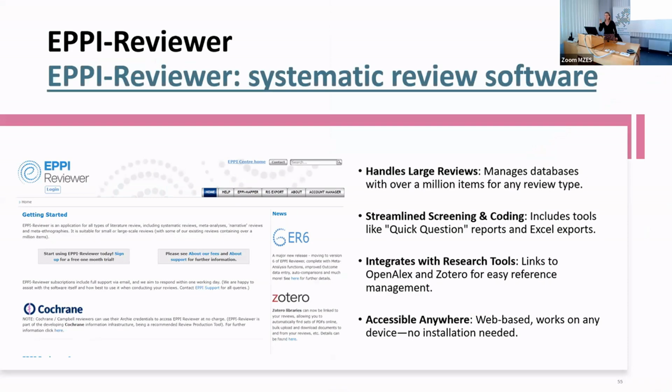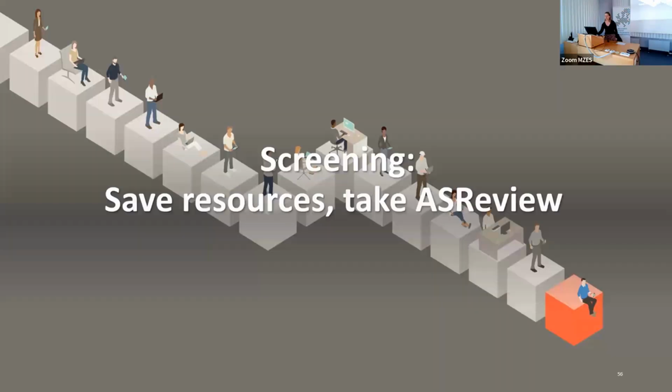Yes. The EPI reviewer, I mean, I mentioned the EPI mapper before. This is the software with which we created this evidence gap map. But the EPI mapper is also a nice tool to automatically find and organize literature for systematic reviews. It integrates with research tools, links to OpenAlex and, for instance, to Zotero, and it's accessible from anywhere. And yes, you can just check it out.